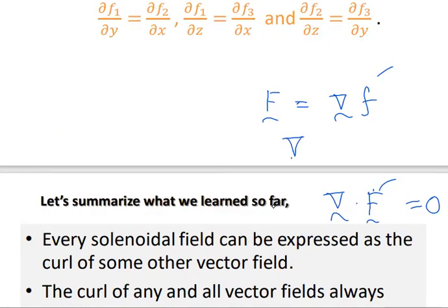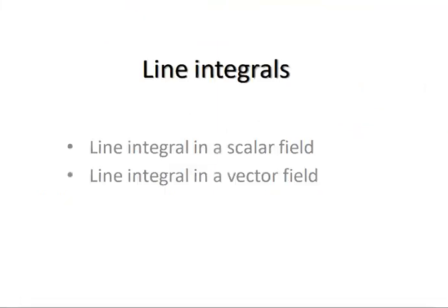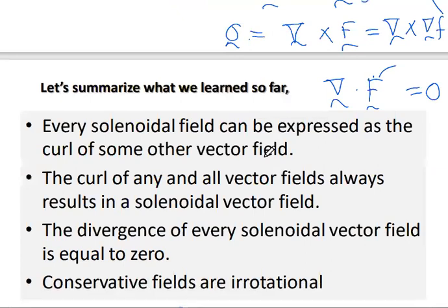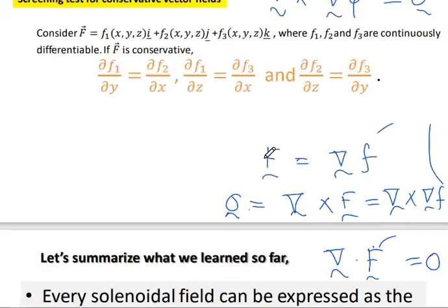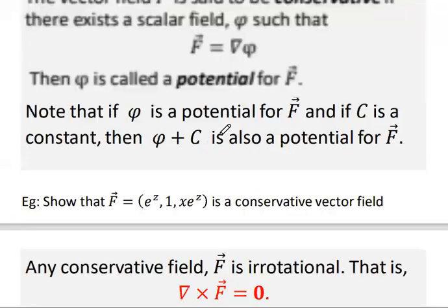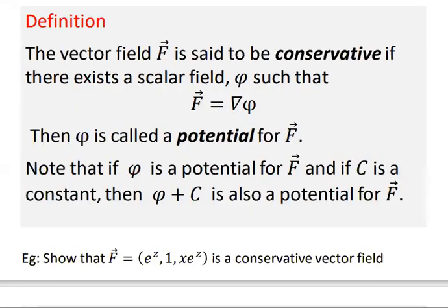That means curl of F, which is curl of gradient of the function, is equal to zero, if this one is continuously differentiable. I will explain that in this slide. This is the summary. If you have any questions related to this, please ask.